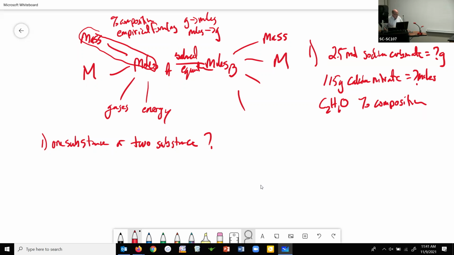So something is 62.1% carbon by mass, and it's 10.3% hydrogen by mass, and it's 27.6% oxygen by mass. What's its empirical formula?